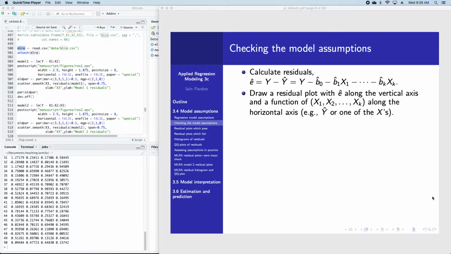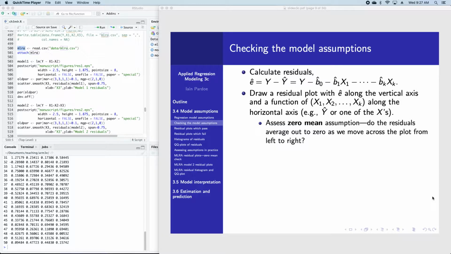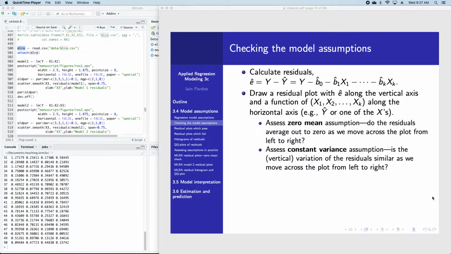So once you've got your residual plot, you assess three of the assumptions using this residual plot. So we can assess the zero mean assumption or the linearity assumption by asking the question, do the residuals average out to 0 as we move across the plot from left to right? And I'll be a little more explicit about that when I go through the example. We can also assess the constant variance assumption. So is the vertical variation of the residuals similar as we move across the plot from left to right? And we can assess the independence assumption by asking ourselves, do the residuals look random with no systematic patterns?